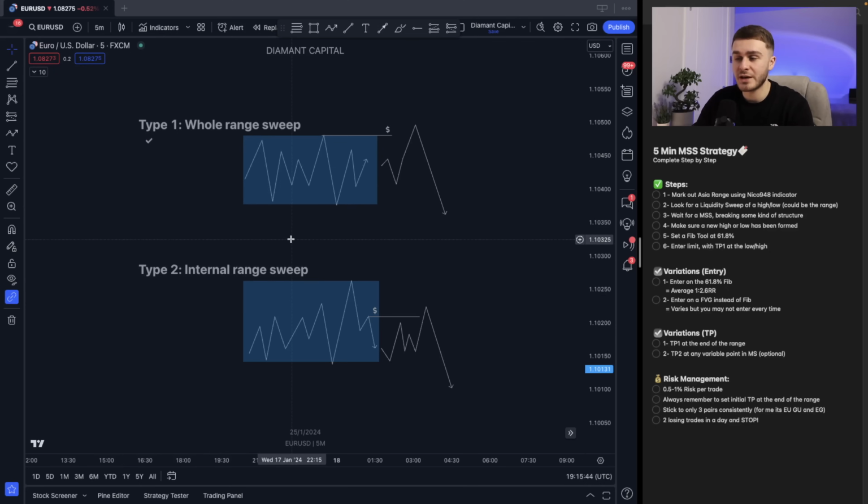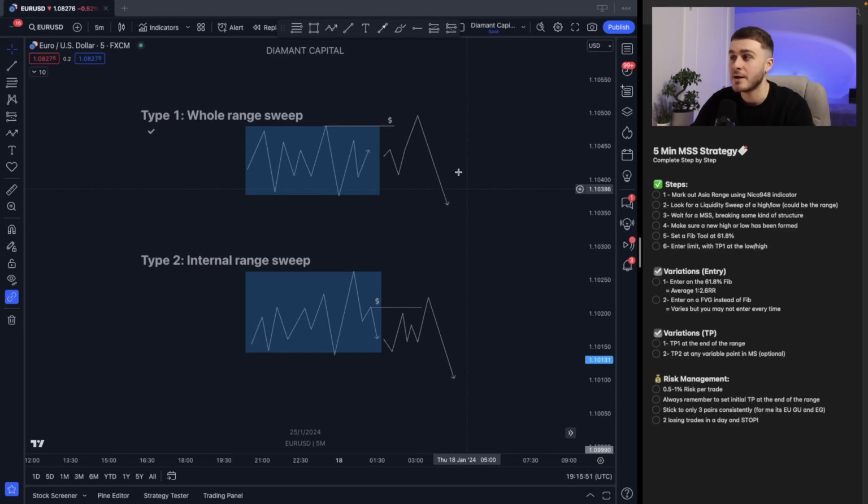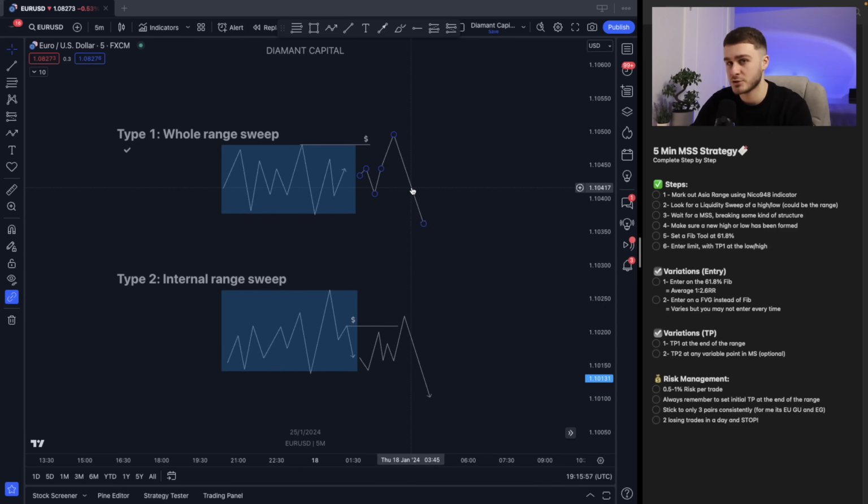Again, we do have examples of the internal range sweep. I have got 3 examples of trades that I am going to go through, and obviously you can use it to your advantage. But these are the 2 main types of sweeps that we are mainly going to be using. Now, this is the first part of the whole strategy. You're going to be looking for that sweep.